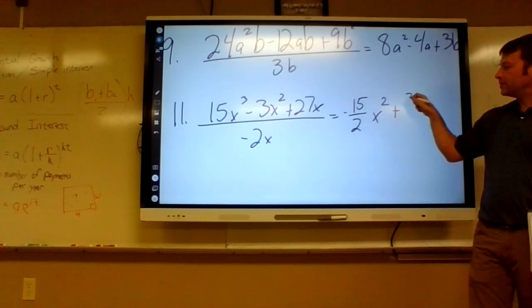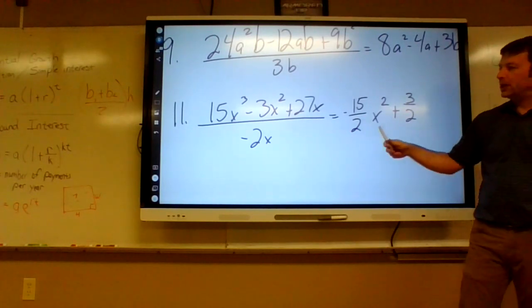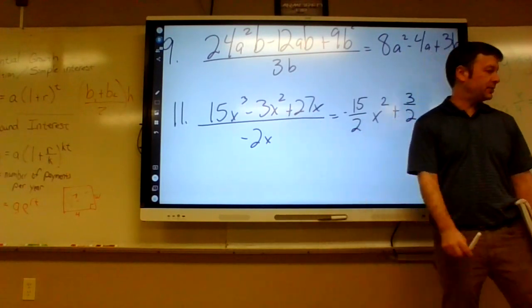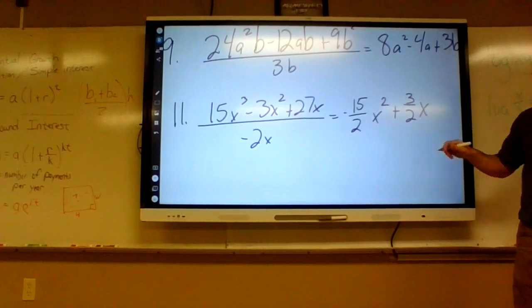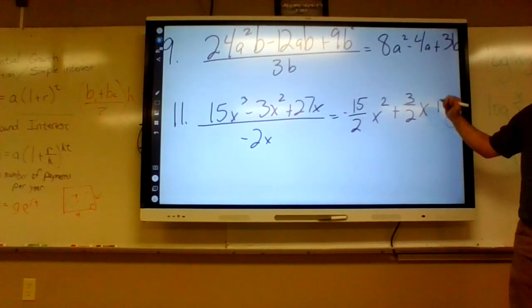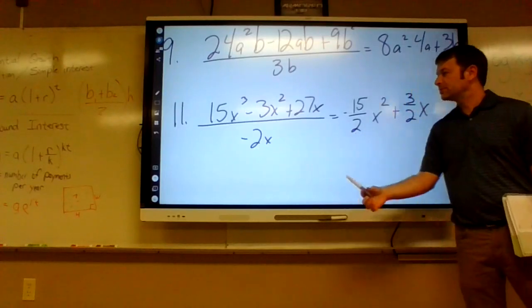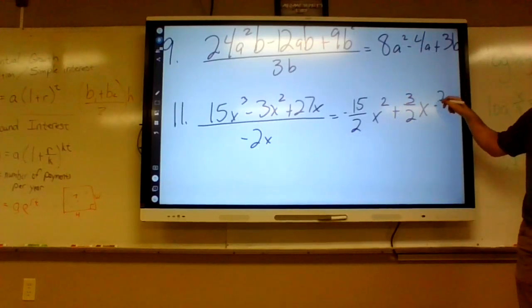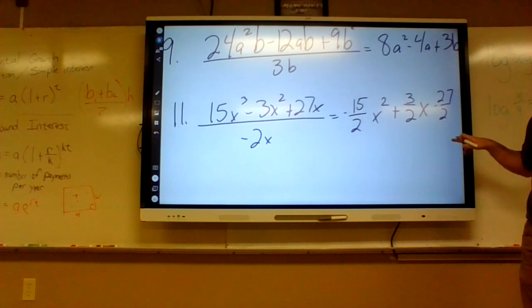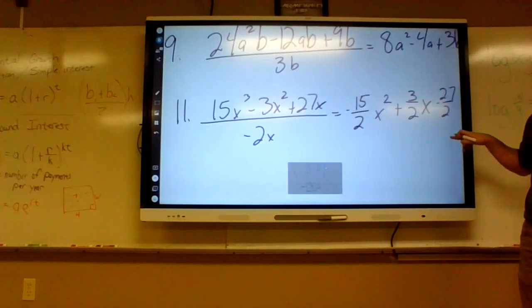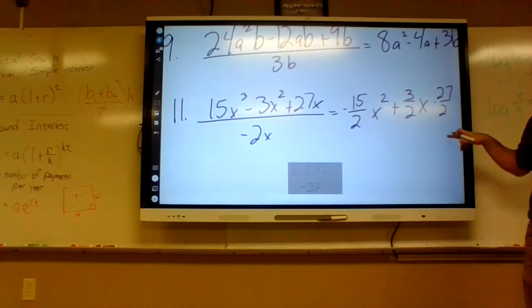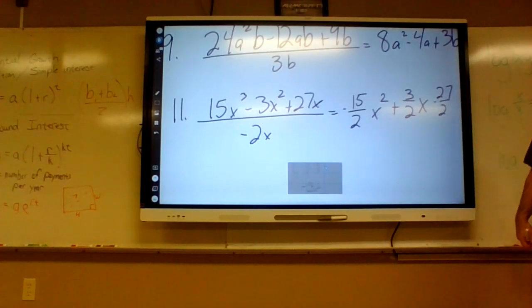Positive 3 halves. And x squared divided by x? X. Plus, oops, hold on. 27 divided by negative 2. Doesn't divide very well, does it? So negative 27 over 2. And x divided by x? Gone. So that's it. Hasta la vista, baby.